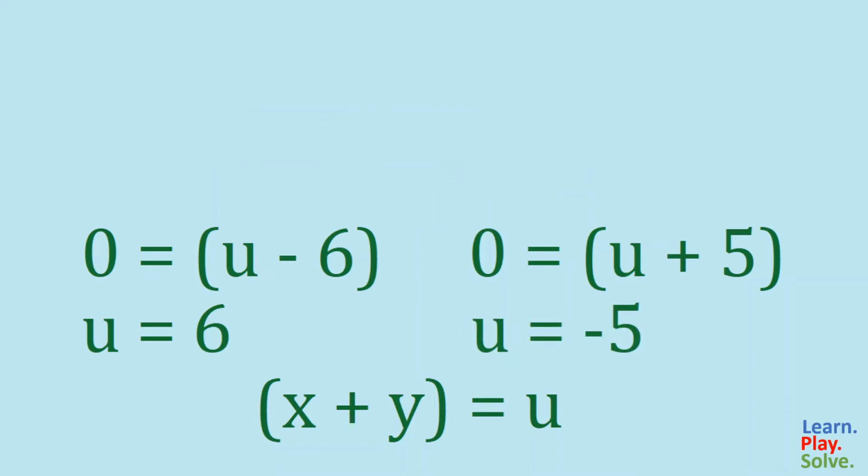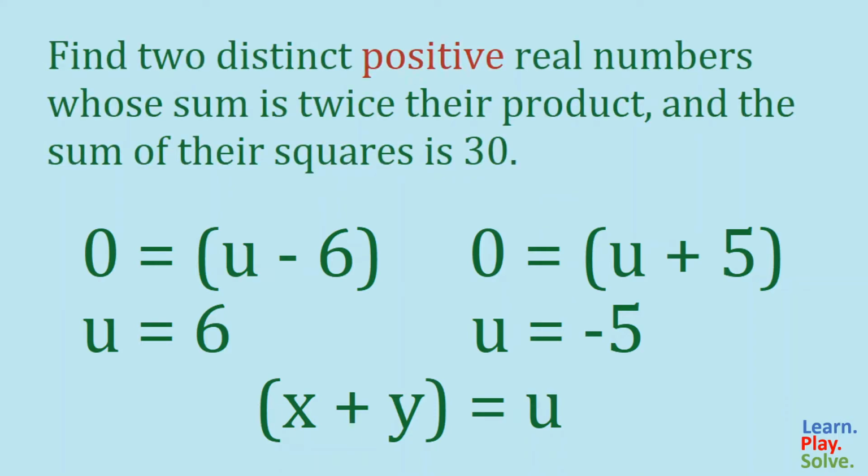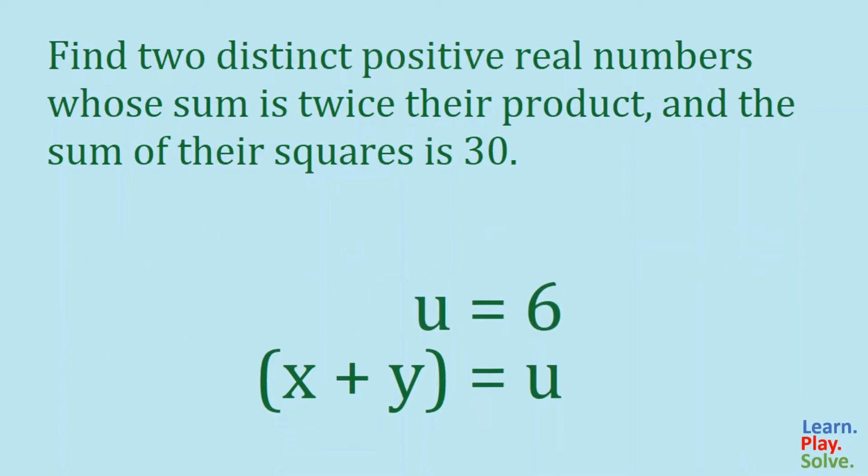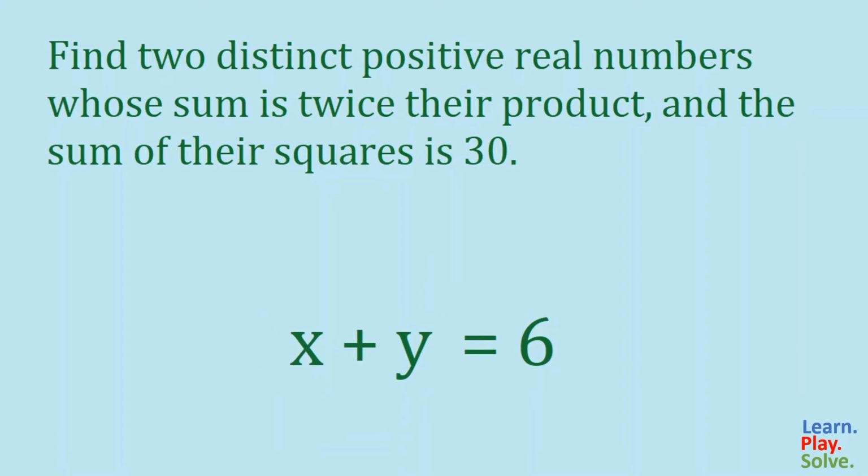Remember, these two numbers are positive. So if u is the sum of our positive numbers x and y, then it must be positive too. This makes u equals negative 5 an extraneous solution, which we can disregard. This leaves us with u equals 6. So the sum of our two numbers x and y is 6.